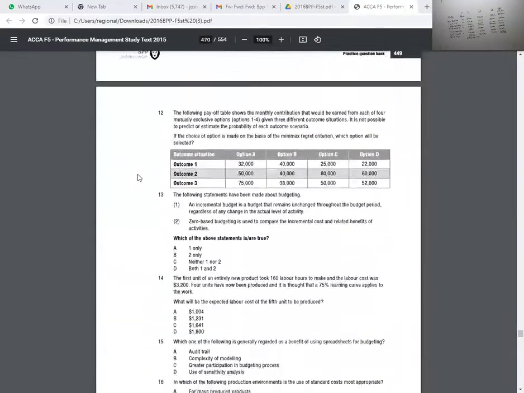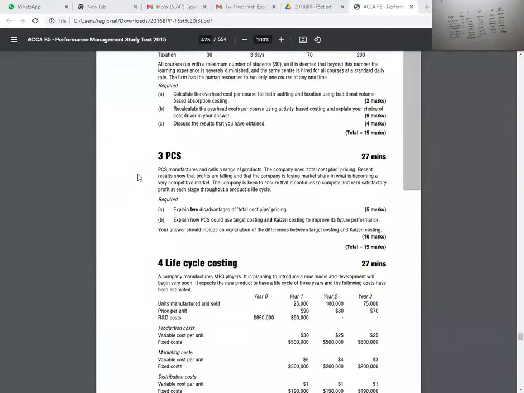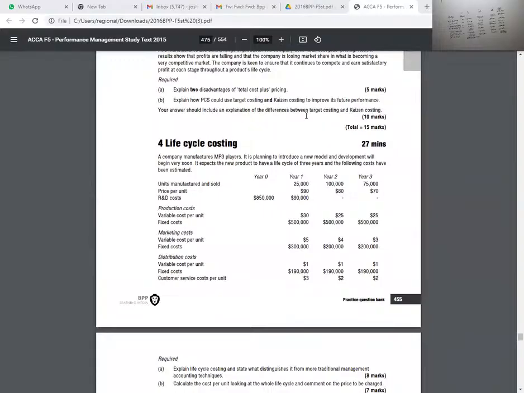So year one, research and development. Yes, there are two: 850,000 and 90,000 for year one. What will be the total research and development for year one? They say it is 940,000.